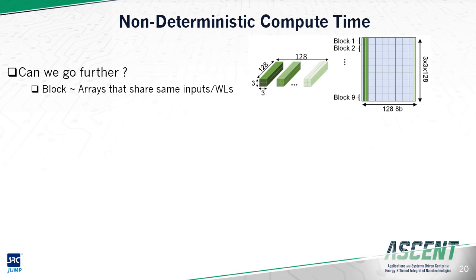So given that different blocks perform independently, we can allocate based on block instead of layer. And so if the blocks contain different input value distributions, we'll allocate a different number of duplicates to each block.